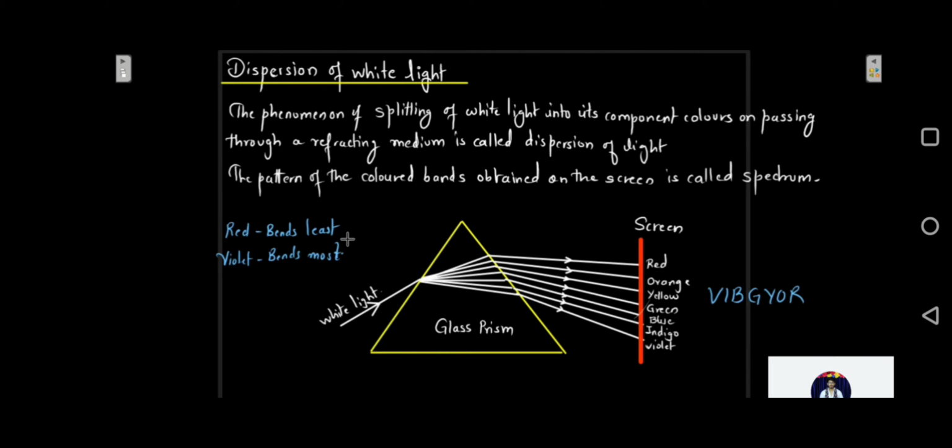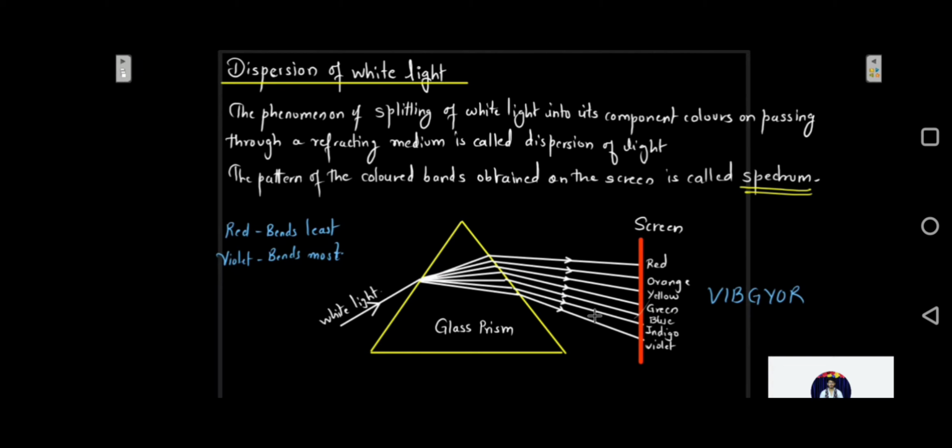So how do we define dispersion of light? The phenomenon of splitting of white light into its component colors on passing through a refracting medium is called the dispersion of light. The pattern of the colored band obtained on the screen is called the spectrum.